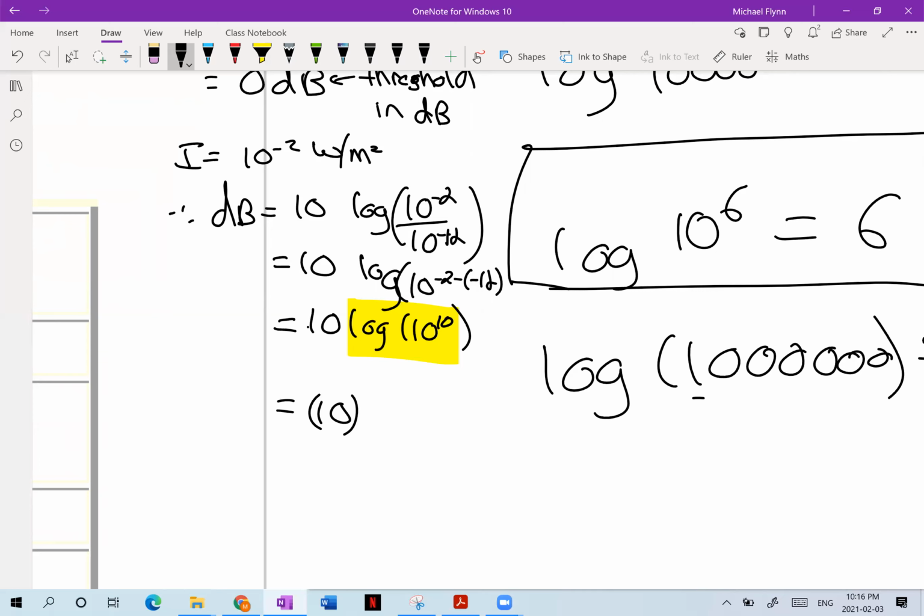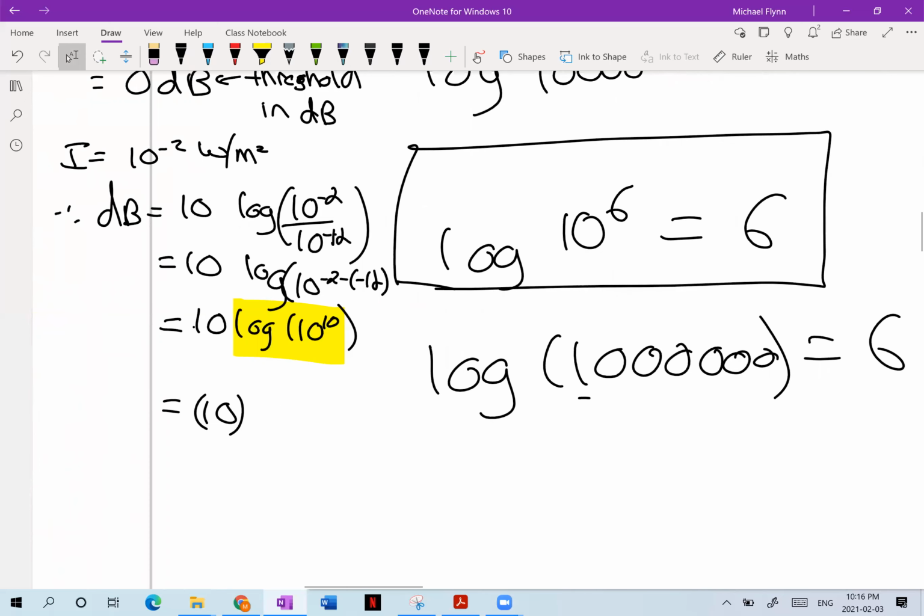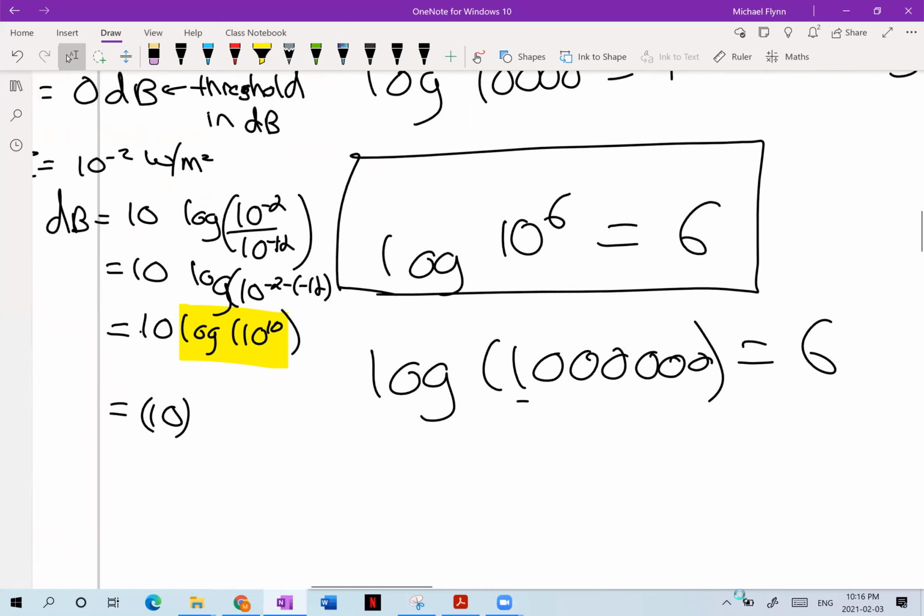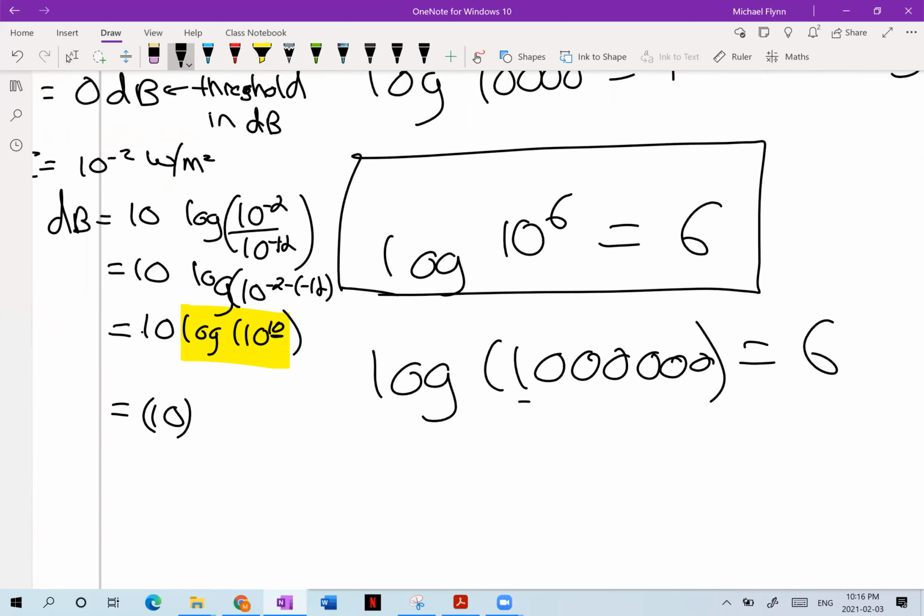All right. Now, anyway, so this is equal to, pardon me, 10 to the power of 10. Well, the log function just tells us what the exponent is. The exponent is 10. So this is just 10 times 10. 10 times 10 is 100 decibels.